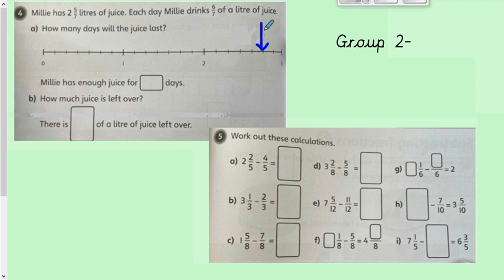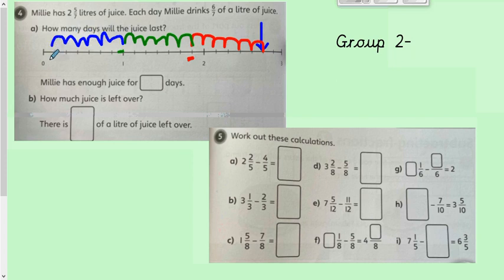So let me get another pen. So 1, 2, 3, 4, 5, 6. So this is how much you have left after 1 day. 1, 2, 3, 4, 5, 6. This is how much you'll have left after 2 days. You have 1 whole. So I'm only going back in 6/7 because that is how much she drinks every day. And then finally, 1, 2, 3, 4, 5, 6.